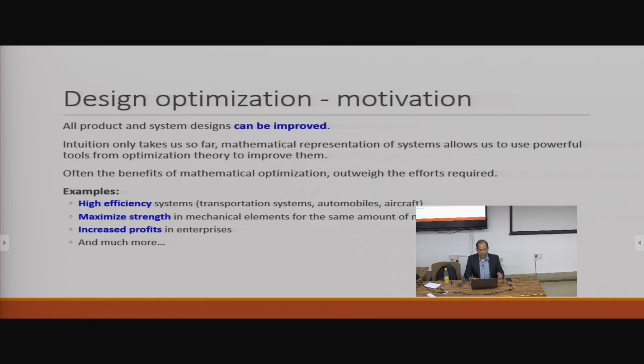So we have high efficiency systems, transportation systems, automobiles, aircraft now. We can maximize strengths in mechanical elements for the same amount of material used. Either we can come up with better designs, better dimensions. We can do in-depth analyses. Coupled with in-depth analysis, we can find better and better solutions that make our design stronger. We can increase profits in enterprises and much more.